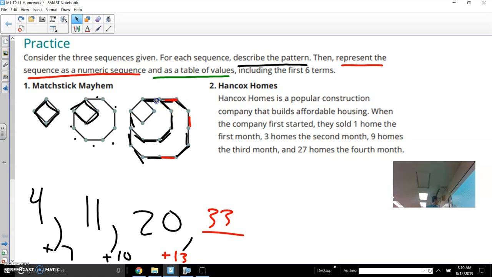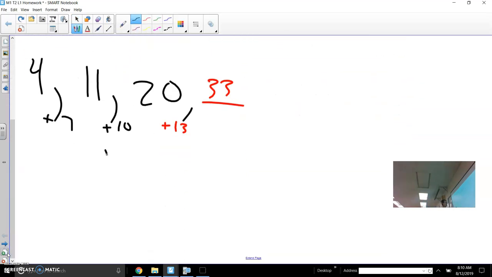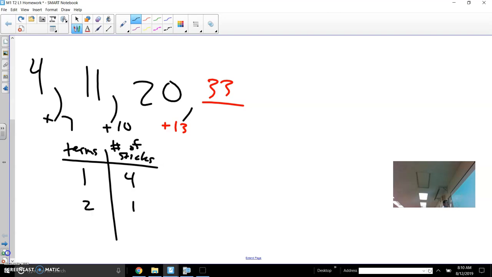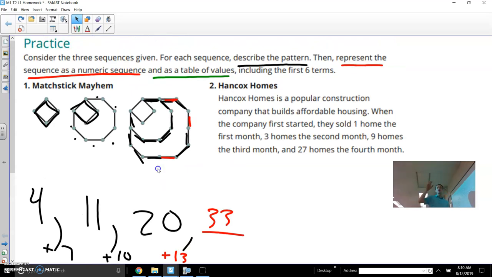And when we talk about a table of values, all that means is kind of putting the idea into terms and number of sticks. And this is a great way to break down word problems that have to do with sequences. The first time it has 4, and the second time it has 11, and so forth and so forth. So go all the way down until you get to 6. You want to figure out how many would be in that very last pattern of 6 terms.